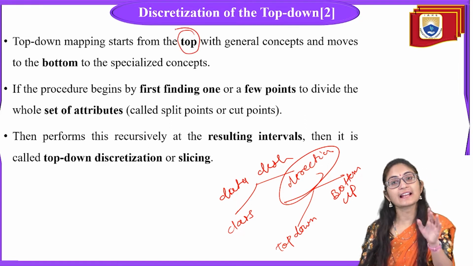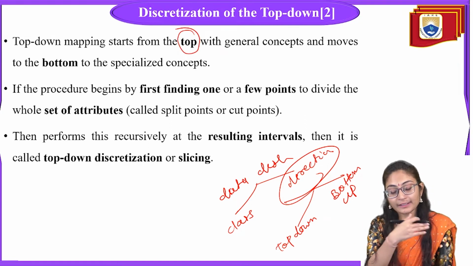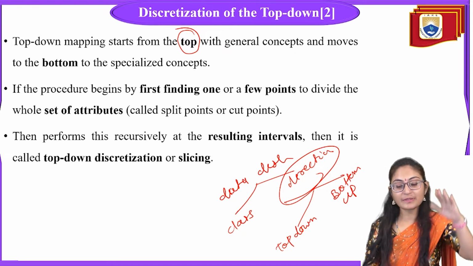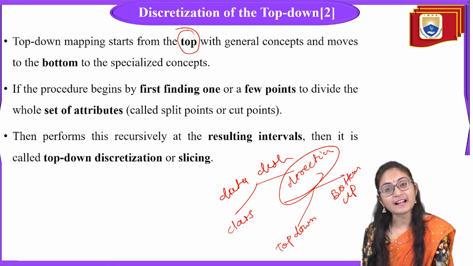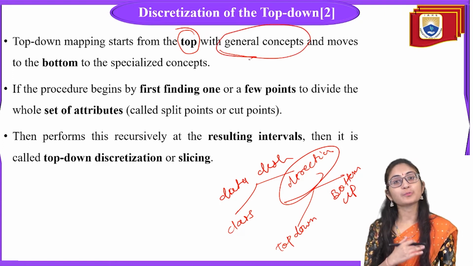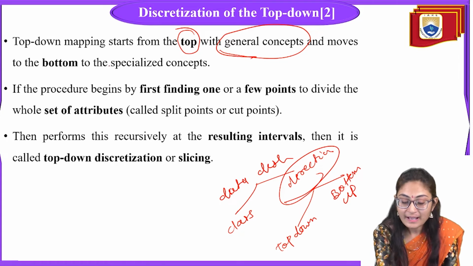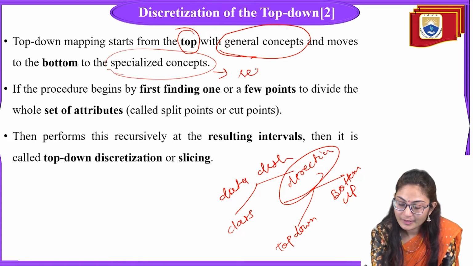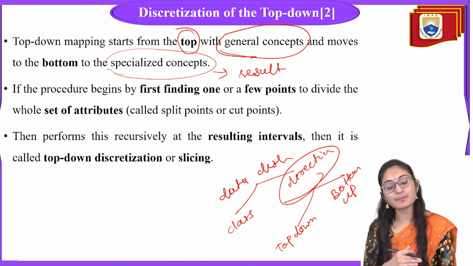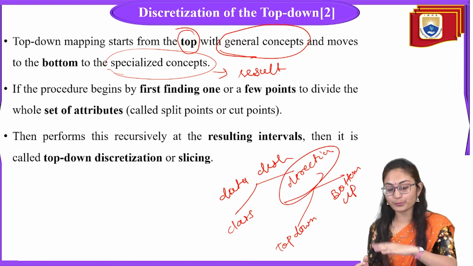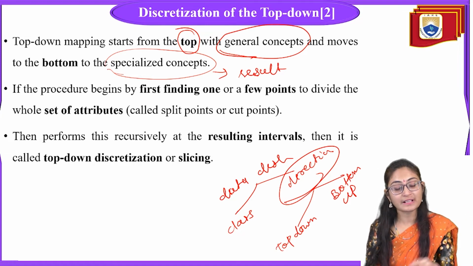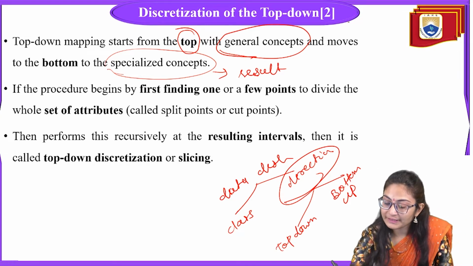In top down mapping, it starts from the top and travels to the bottom. That means top to bottom. When it starts from the top, it starts with some general concept, and at the bottom we get some specialized concept as a result. If the procedure begins by first finding one or some points, definitely first we have to divide that set of attributes. That means in top down we are splitting our data.